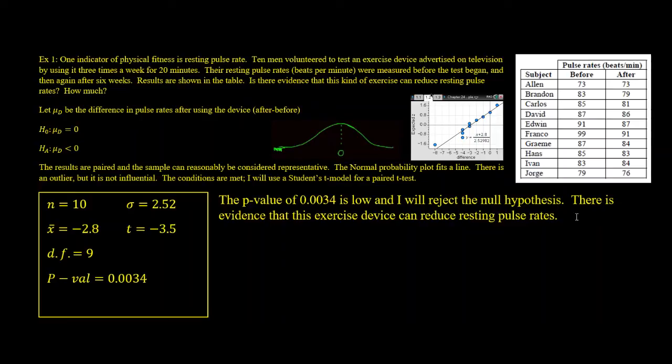Since we rejected the null hypothesis, we like to look at a confidence interval. The question also asks us how much of a difference is there. So we're going to calculate a 95% confidence interval. My 95% confidence interval is negative 4.6097 to negative 0.9903.